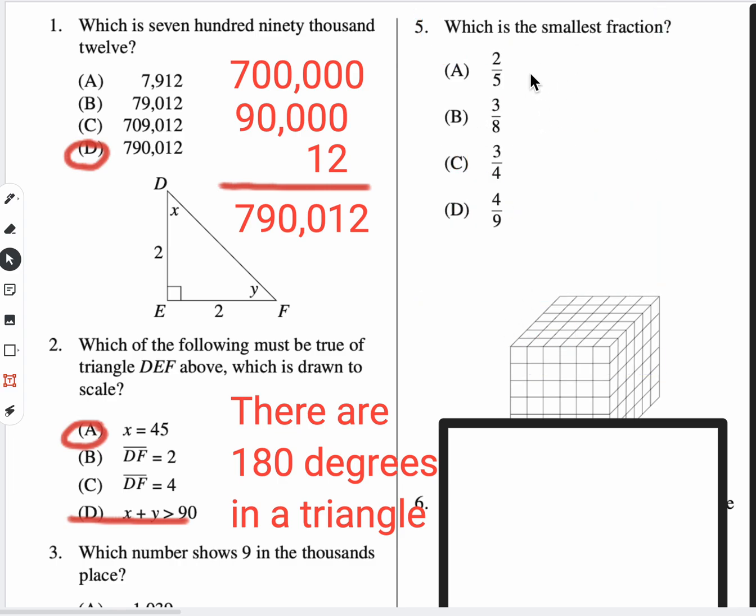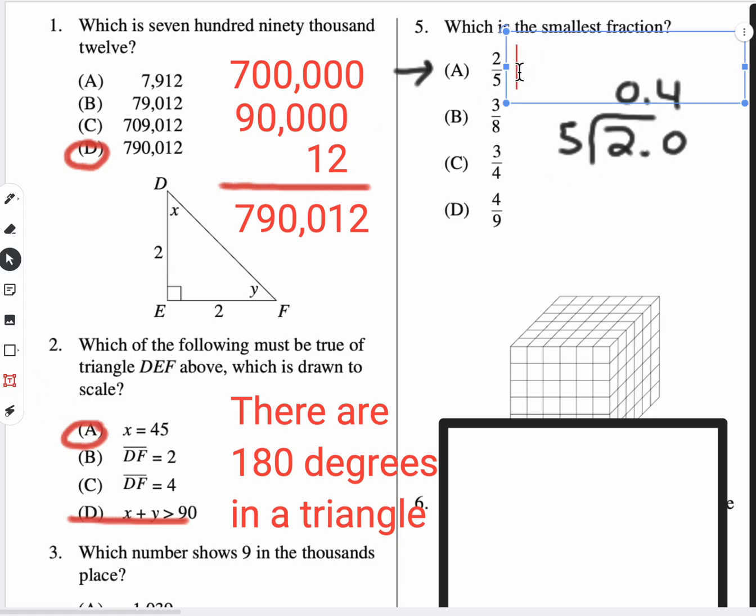Number 5, which is the smallest fraction? Here we can find our answer in a few different ways. We could use the bow tie method, or we could find a common denominator for the fractions. Another option will be to convert these to decimals and then compare those decimals. Let's review that. 2/5, for example, means 2 divided by 5. Five will not go into 2. Let's bring up our decimal point. 5 will go into 20 4 times. 2/5 can be rewritten as a decimal, 0.4.